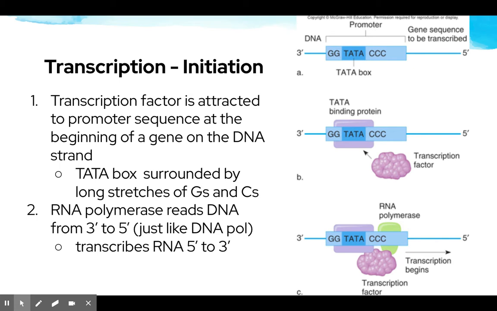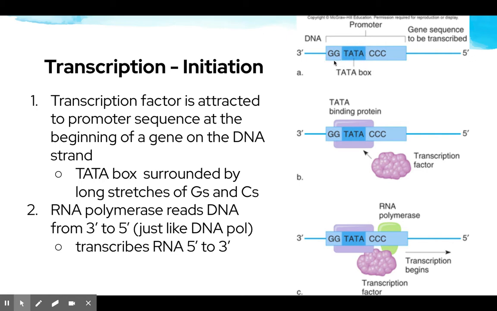So first, we're going to talk about transcription. There's three separate parts. We have our initiation, elongation, and termination. The first part has to do with initiating the actual transcription. So we have our DNA sequence here, and we have this starting sequence, I guess you could say, called a promoter sequence.